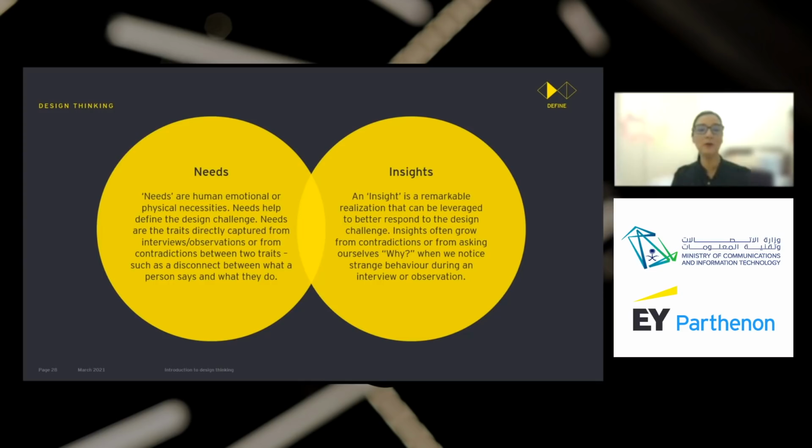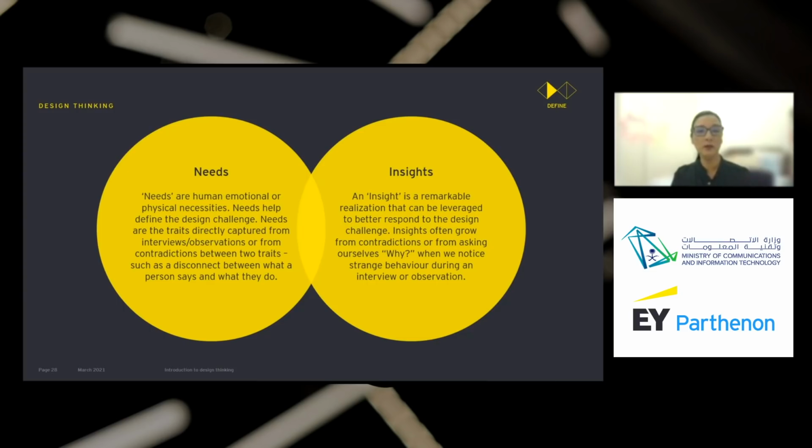So this comes from when we ask ourselves why, or when we notice any behaviour that might be unusual or different during an interview or an observation. So these are the things we are looking for as we go through the process.